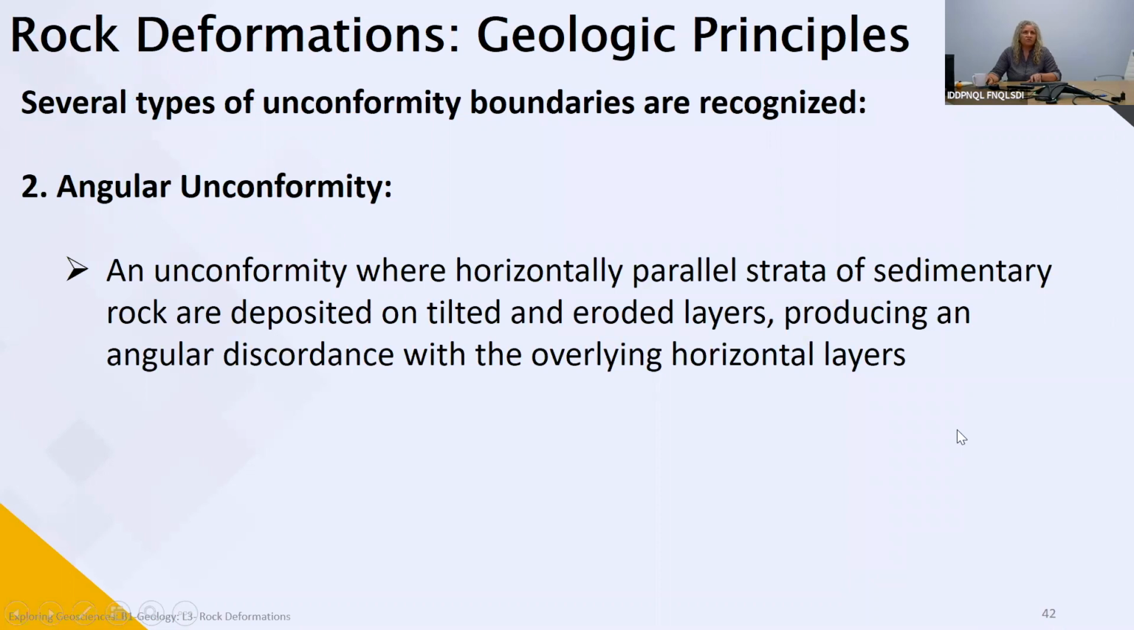We have the angular unconformity. That type is easily recognized because of its angle, which is in the name. So it's an unconformity where horizontally parallel strata of sediments, rocks are deposited on tilted and eroded layers. And this will produce an angular discordance between the two.